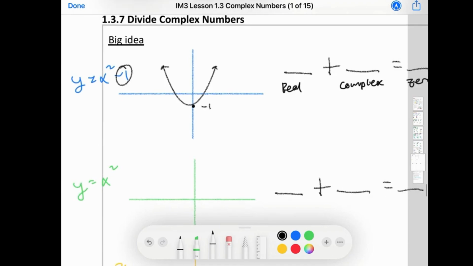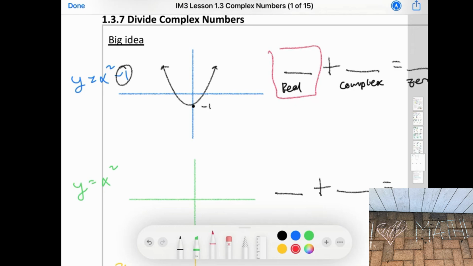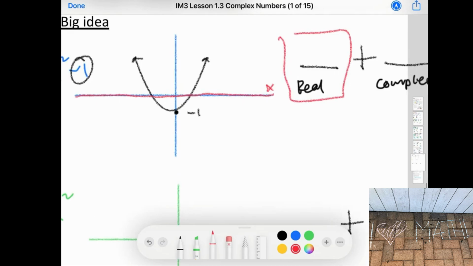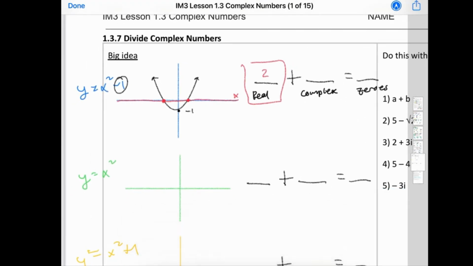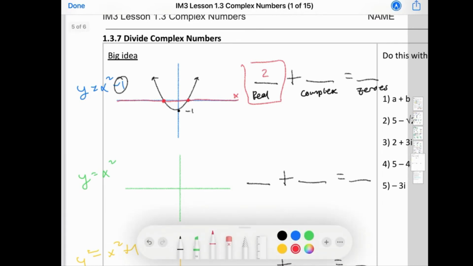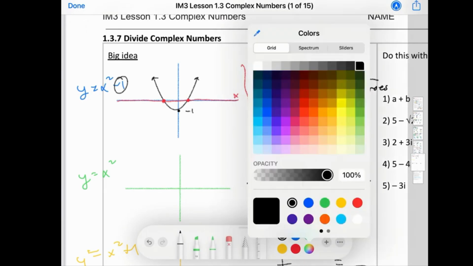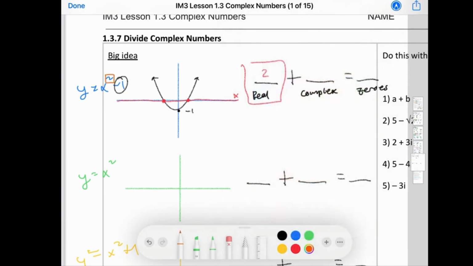Okay, and remember that the real here is how many times it touches the x-axis. And in this case, how many does it have? We have 2. Okay, pay attention. The number of zeros is, let's use a different color. This 2 here tells you how many times it's going to cross, or how many quote-unquote solutions we have. So that would be 2.